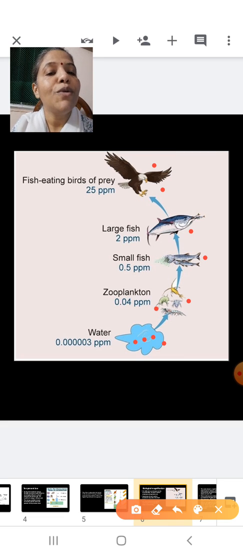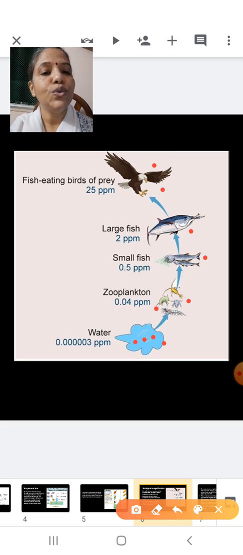You can see here, small fish, as I told you, 0.5 parts per million. Now it has become large fish, 2 parts per million. And finally, in the body of a bird eating this large fish, it has become 25 parts per million. In this way, toxic substances keep on accumulating at every trophic level because, as I told you, these substances are lipophilic, that is, they have a liking for fatty tissues, get accumulated in the body and cannot be excreted. If they were excreted, we would not have this problem of biological magnification.